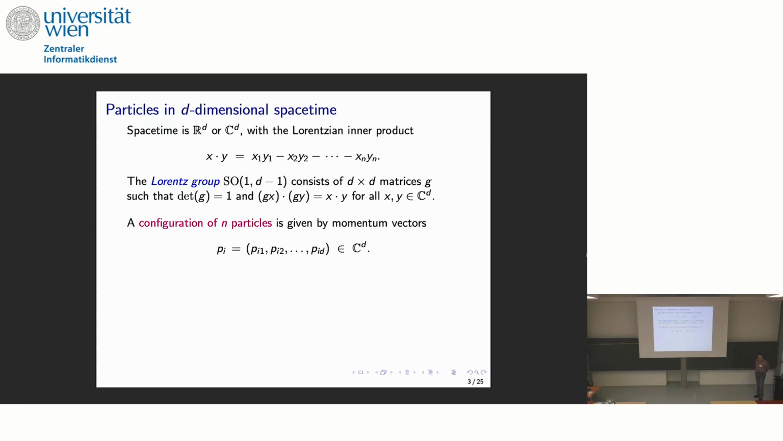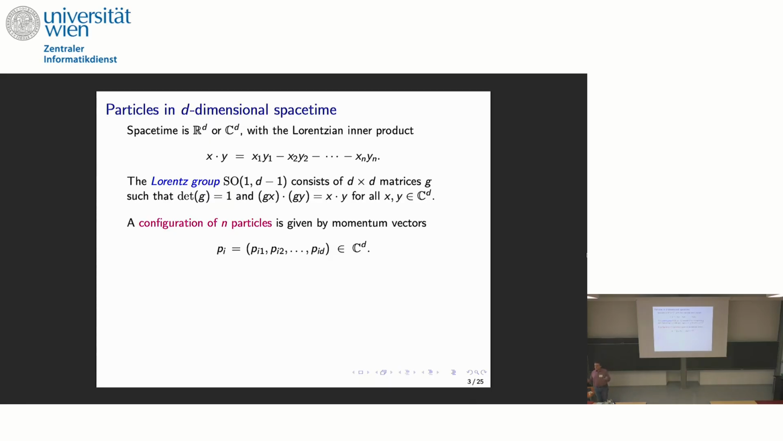So the group of d by d invertible matrices that leaves this inner product invariant, that's the Lorentz group, SO(1, d-1). So this consists of d by d matrices with determinant 1 that fix this inner product. For the usual signature, this is just the usual rotation matrices, but the (1, d-1) indicates that we have this different signature.